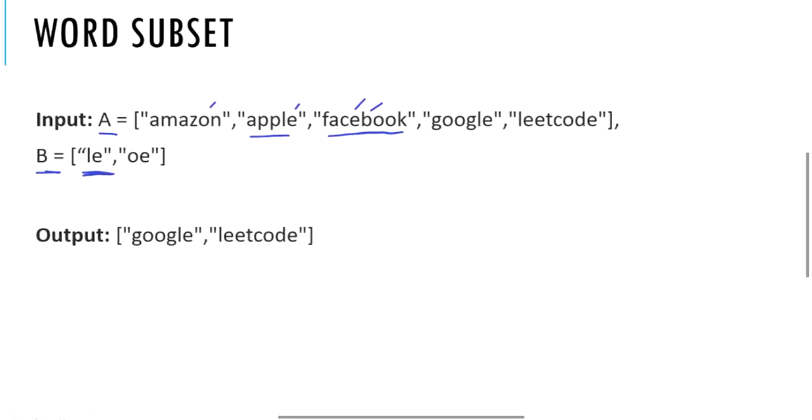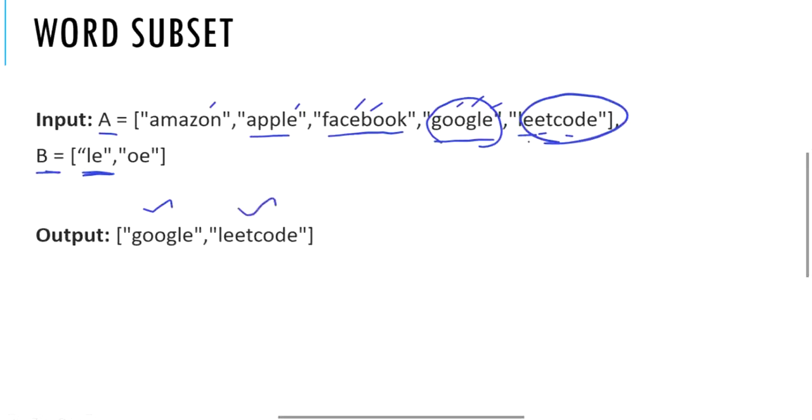Moving on to the fourth word, Google does have L, E, and O. So in this case, Google is considered to be universal, so we are adding that to our output. The last word is LeetCode. LeetCode does have L and E, also O and E. In this case, LeetCode is also universal, so we are adding that to our output.